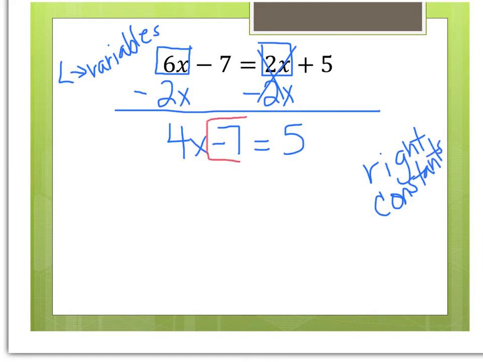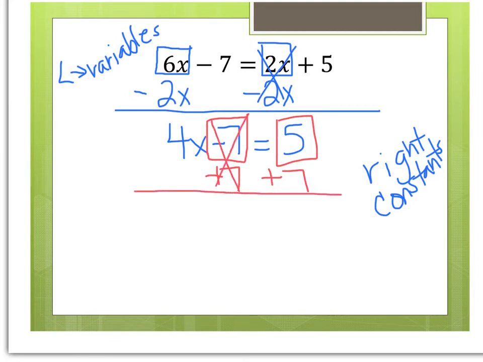Here we have a negative 7 and we have 5. We said we want all of the constants on the right-hand side of the equation. So I've got to move this negative 7 over to the other side. Since this is a negative 7, I am going to add 7 to both sides, because I want to get rid of it on the left-hand side and put it over on the right-hand side. So now on the left-hand side, I am left with 4x equals, now 5 plus 7 gives us 12.